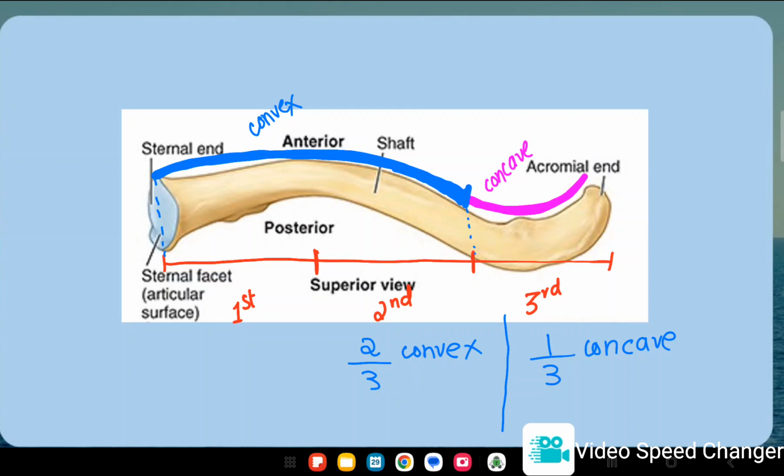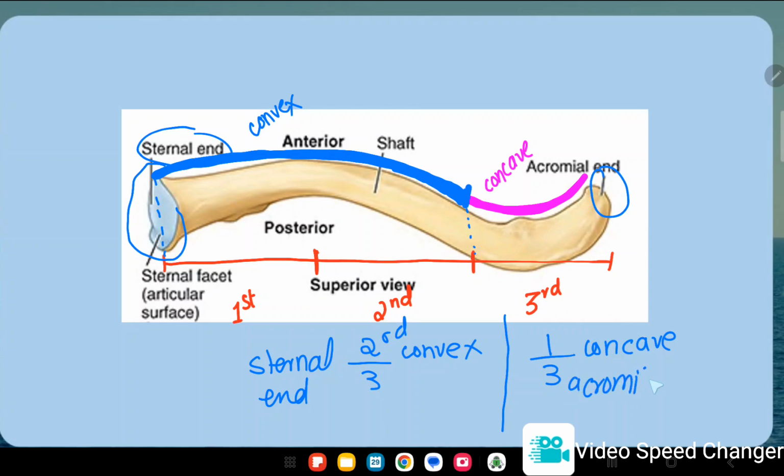Now see, this is the sternal end. The sternal end is very big and quadrangular. From the sternal end, the part of the clavicle that arises is the 2/3 convex part, and the small flat acromial end is the concave part. I will tell you why it is called the acromial end. It is called the acromial end because it is attached to the acromion process of the scapula, which we will study in the osteology of the scapula.